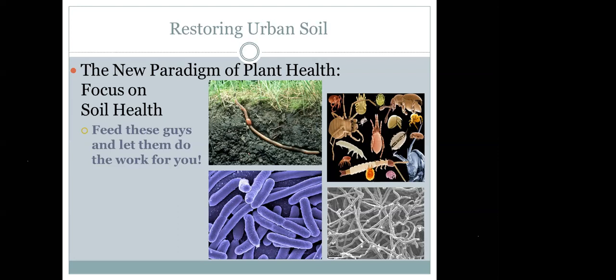Now, why do we want to focus on soil health and specifically feeding the microbes and other larger organisms that live in the soil? Well, if you feed the guys that live in the soil, they will do the work for you because they're the ones that power the nutrient cycle. They're the ones that decompose organic material, release soil nutrients, and allow plants to take up those nutrients at a later date. So you're basically adding good food to the stomach of the soil, and the stomach will do its work, digest, and spit out useful nutrients that the plants can use.